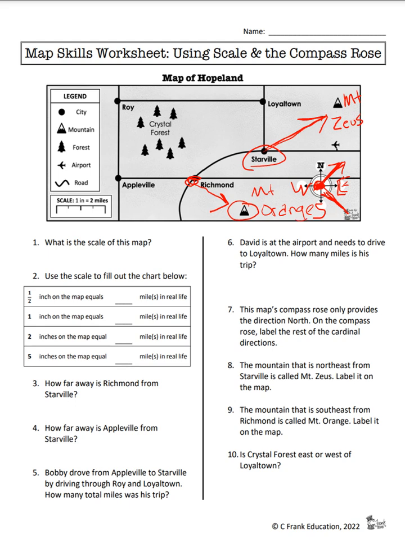Okay. Number 10 is Crystal Forest east or west of Loyaltown. Well, here's Loyaltown. Crystal Forest is right here. And it's this direction. So if my center point is Loyaltown, I go that direction. What direction do I travel? The answer is west. All right?